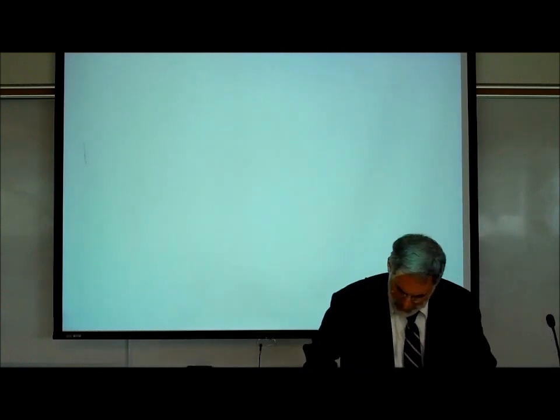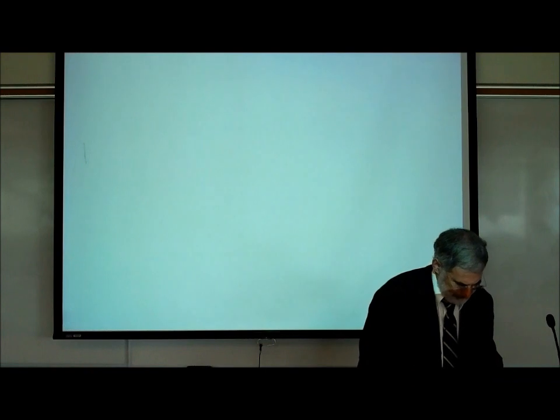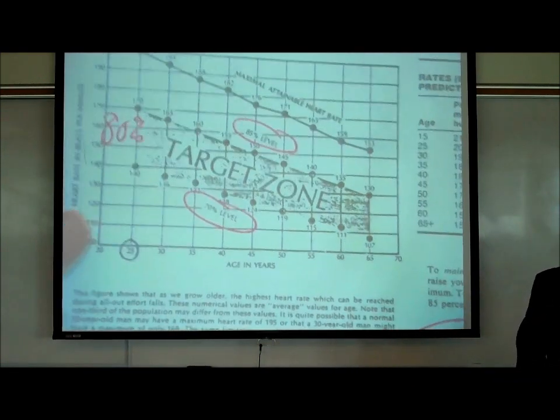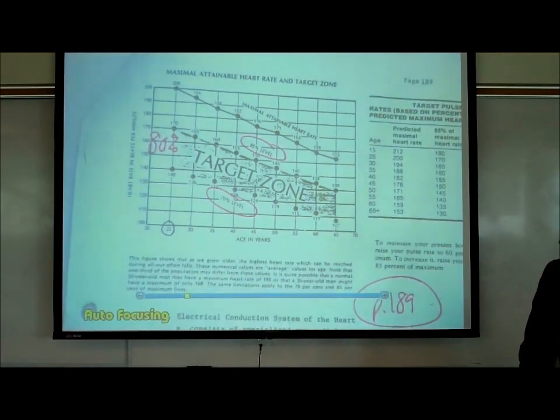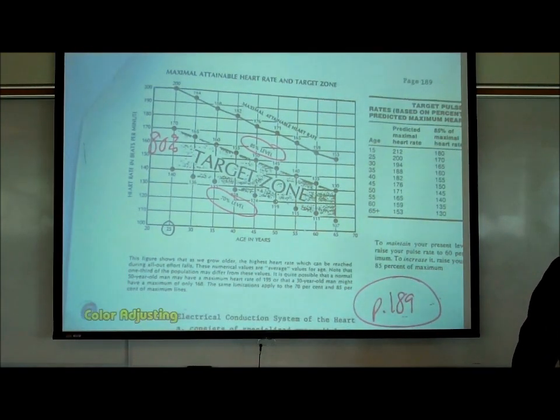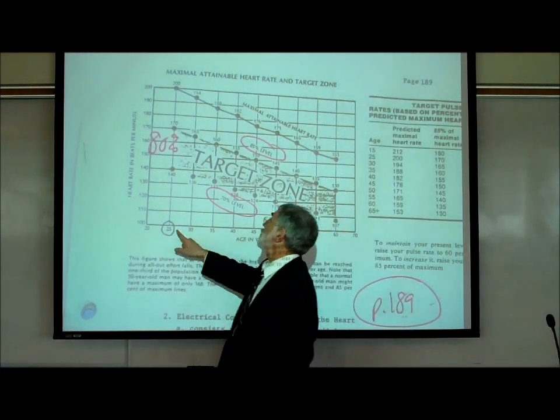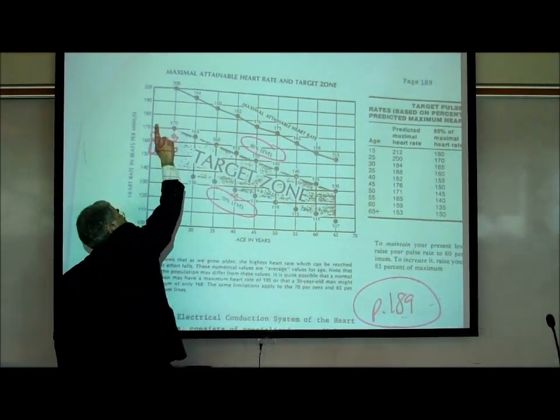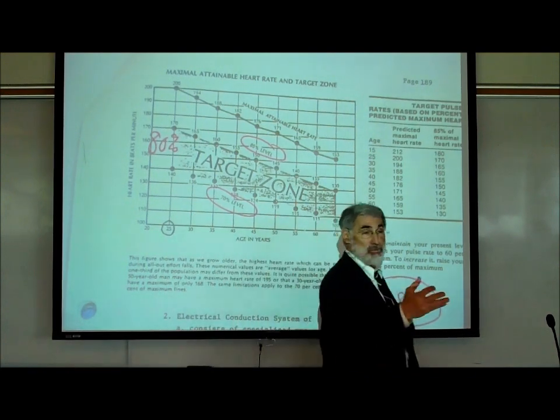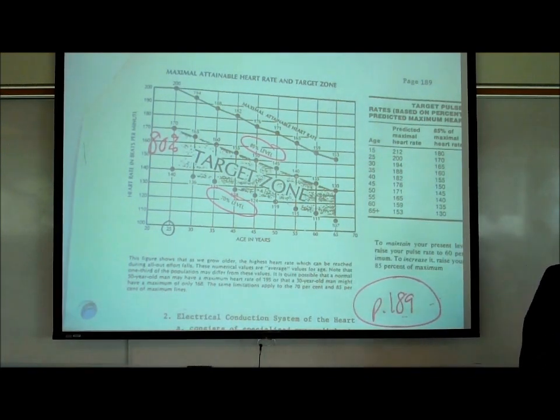All right, now let's look on page 189. On 189, we had looked at this graph previously, and this graph is just reminding us that when you're in your 20s, the theoretical maximal heart rate is 200 beats a minute, just as we've calculated on the bottom of the previous page.